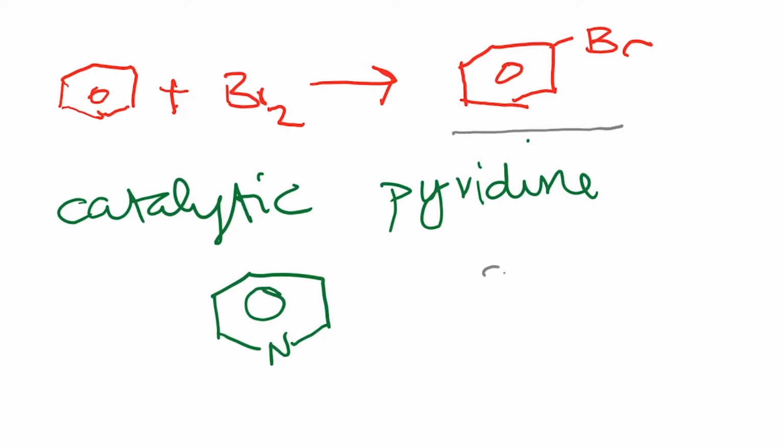So if you add a small amount of pyridine, the reaction goes forward and gives you the product bromobenzene. So the question is, what is the mechanism of this reaction? All of you work on this, and we will take this up sometime in the next few lectures.